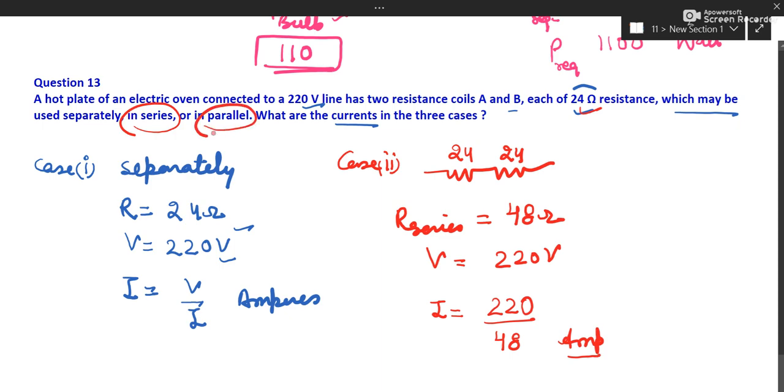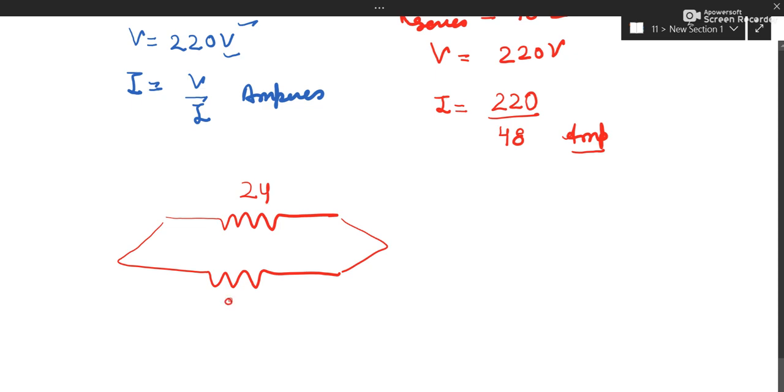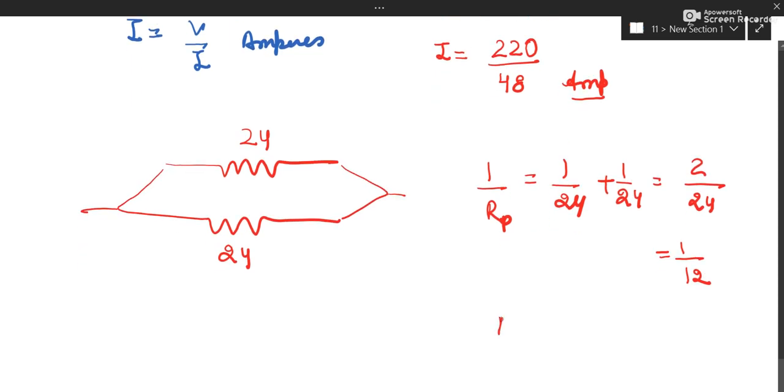Now third is in parallel. So you'll have to connect the same two coils, same two resistance coils in parallel. What is the value of each coil? It's 24. 24 and 24 in parallel. So you'll find out what is the net resistance in parallel. 1 by 24 plus 1 by 24. That is equal to 2 by 24. That is equal to 1 by 12. Okay, so you will reciprocate to find out the net resistance. This is 12 ohm. Voltage is again 220 volt. So you can find out the current in this case also.